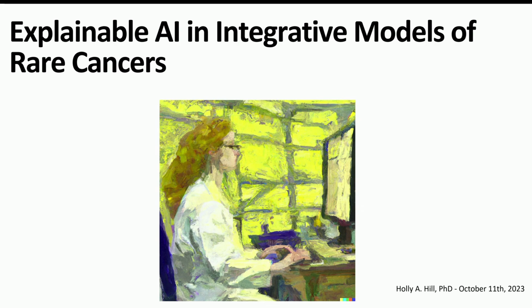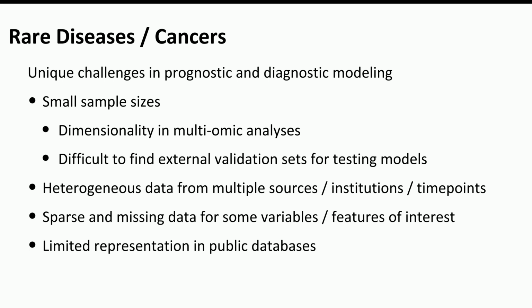I'd like to just start by talking a little bit about some of the challenges when studying or modeling rare diseases and cancers. So some of the challenges are that we always have small sample sizes because they are rare. And then when we are looking at multi-omic analyses, we're always dealing with the curse of dimensionality. So we maybe have a small sample size and then multiple features. And then it's also difficult to find external validation sets that we can compare our models to.